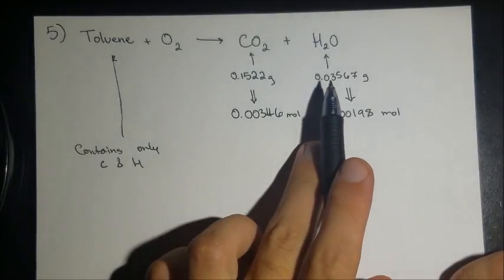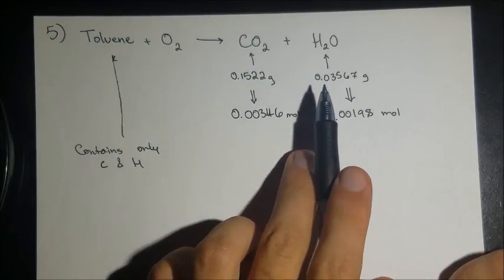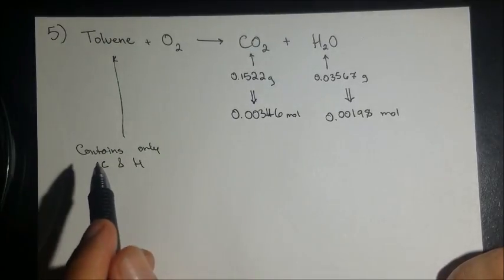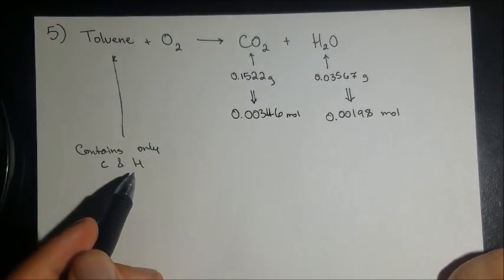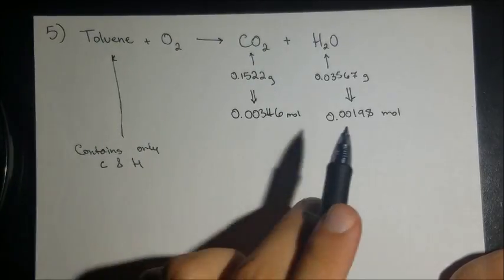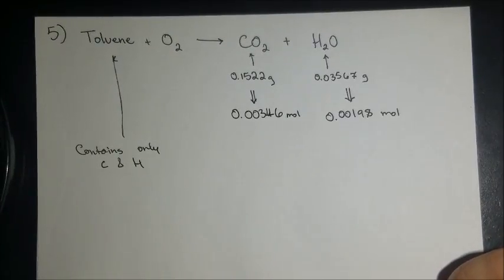So same thing for hydrogen. When we calculate the amount of hydrogen that we got in the products, we know that the same amount of hydrogen had to be from the reactants, and the only reactant that had hydrogen was the toluene. And so when we find out how much hydrogen we had in the products, we automatically know how much hydrogen was in the reactant. So let's go ahead and do this.